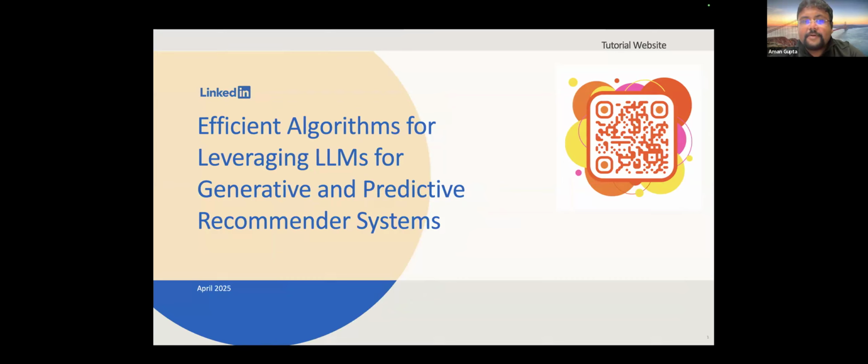But we are very excited to talk about this tutorial on efficient algorithms for leveraging LLMs for both predictive and generative Rexis models. We're a bunch of AI practitioners from LinkedIn. We'd love to share our experience in making LLM deployment and development efficient.